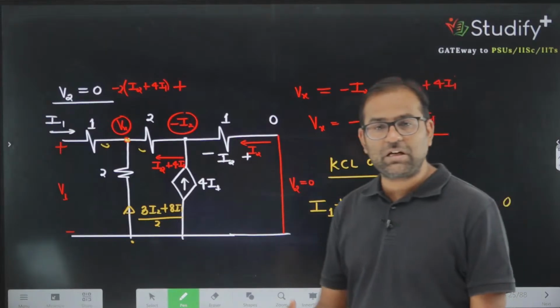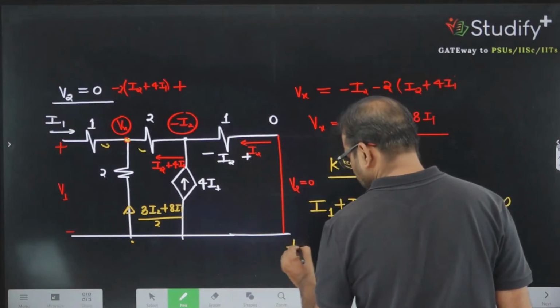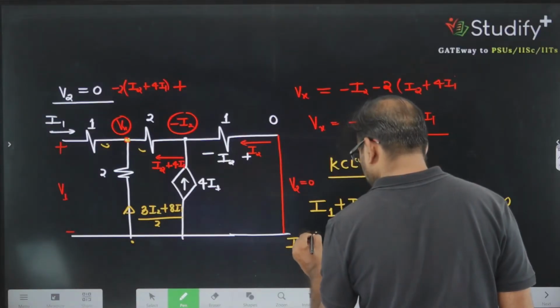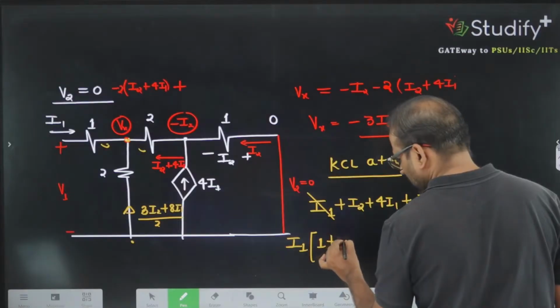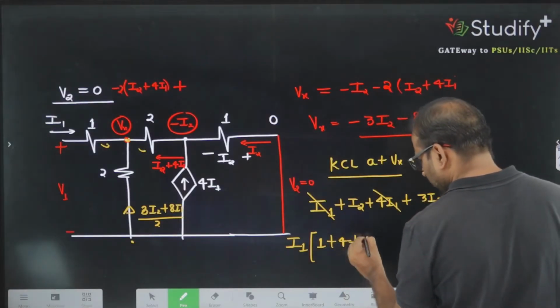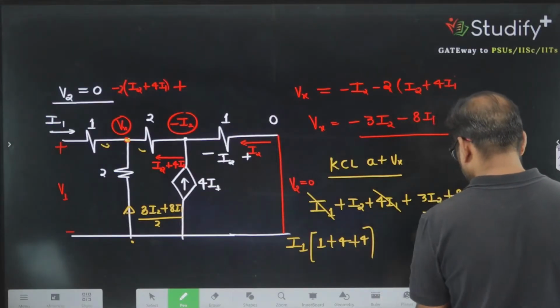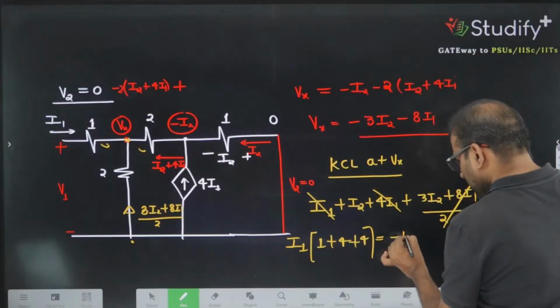Now you have a direct relationship between I1 and I2. How can I write it? I can write it like this. If I take I1 common, this value is 1, this is taken. This value is 4, the second point is taken. This value is also 4, the third point is also taken. And I2 is equivalent to minus I2.